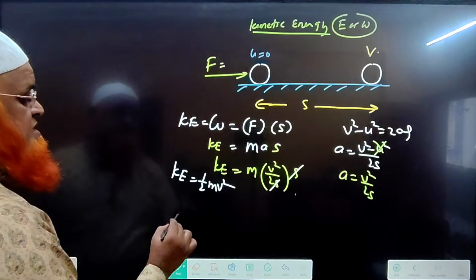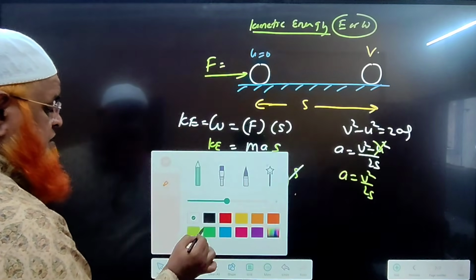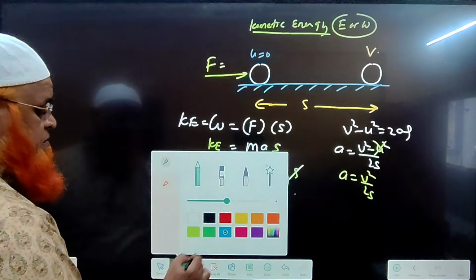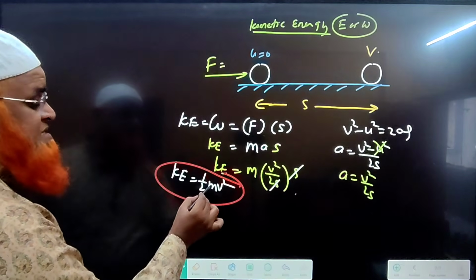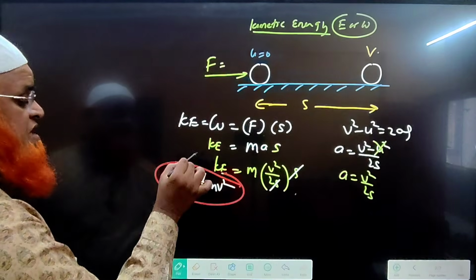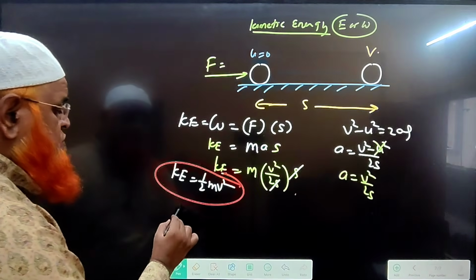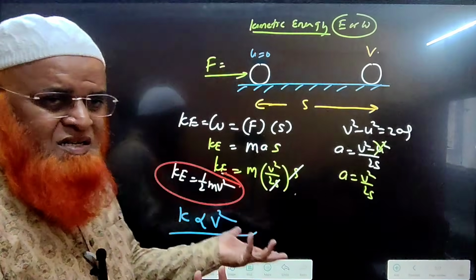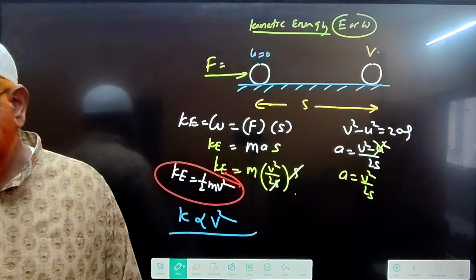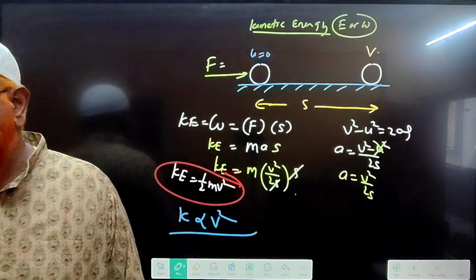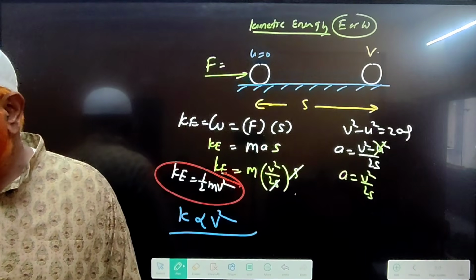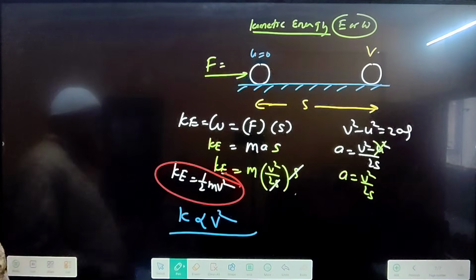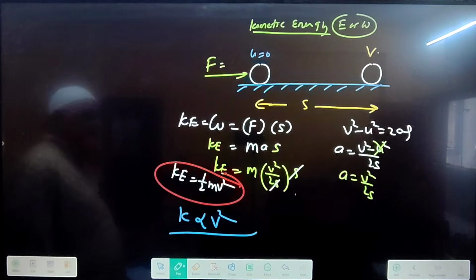So in this formula, if you observe, what are the things which are constants, what are the things which are variables? See, mass is constant, half is constant, velocity is variable. So kinetic energy is directly proportional to v square. Mass of a ball will not change. Half is a number, it will not change. If at all something is changing, what has to change? Velocity has to change. So kinetic energy is directly proportional to velocity whole square.